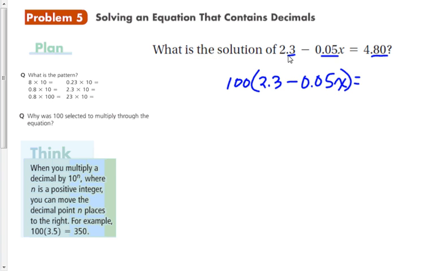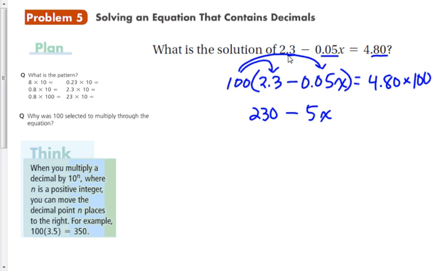I'm going to multiply both sides by 100. Now 100 times 2.3, that's 230. 100 times 5 hundredths is just 5x. And 4 and 80 hundredths times 100 is 480. Remember, that's adding a negative.